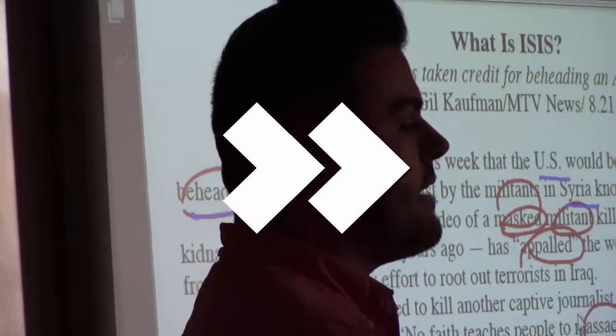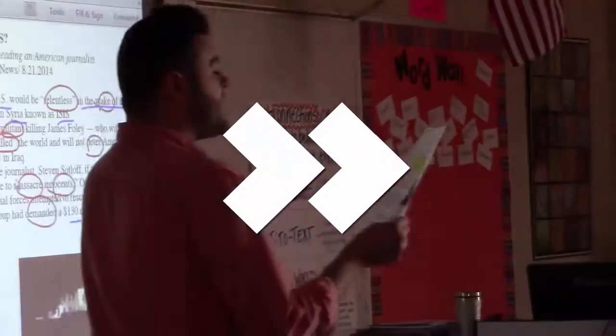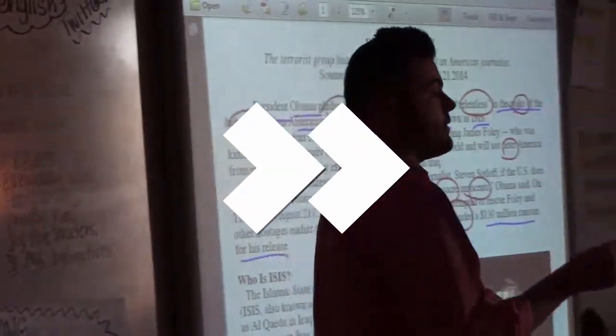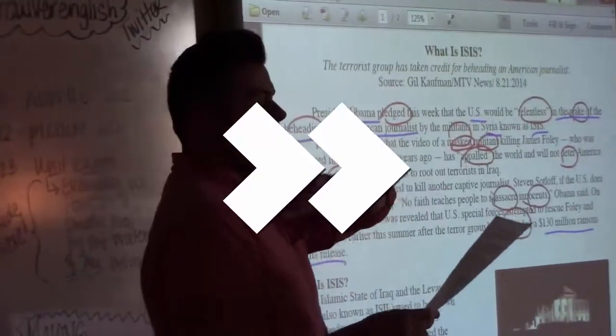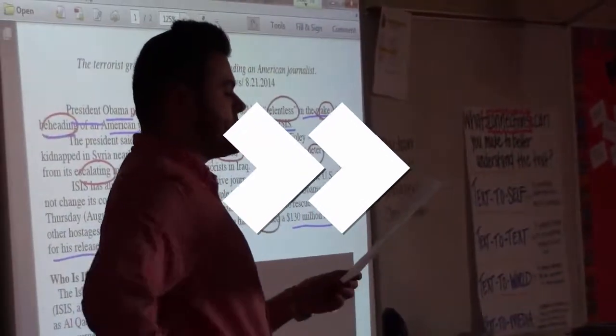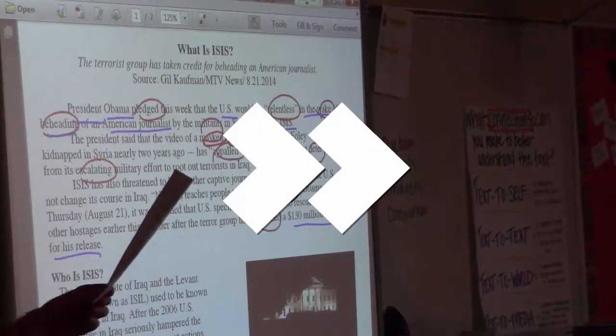Let's keep reading. ISIS also threatened to kill another captive journalist, Steven Sotloff, if the U.S. does not change its course in Iraq. No faith teaches people to massacre innocents, Obama said. On Thursday, August 21st, we know this is an old article, right? It came last month. It was revealed that the U.S. Special Forces attempted to rescue Foley and other hostages earlier this summer after the terror group had demanded a $130 million ransom for his release.